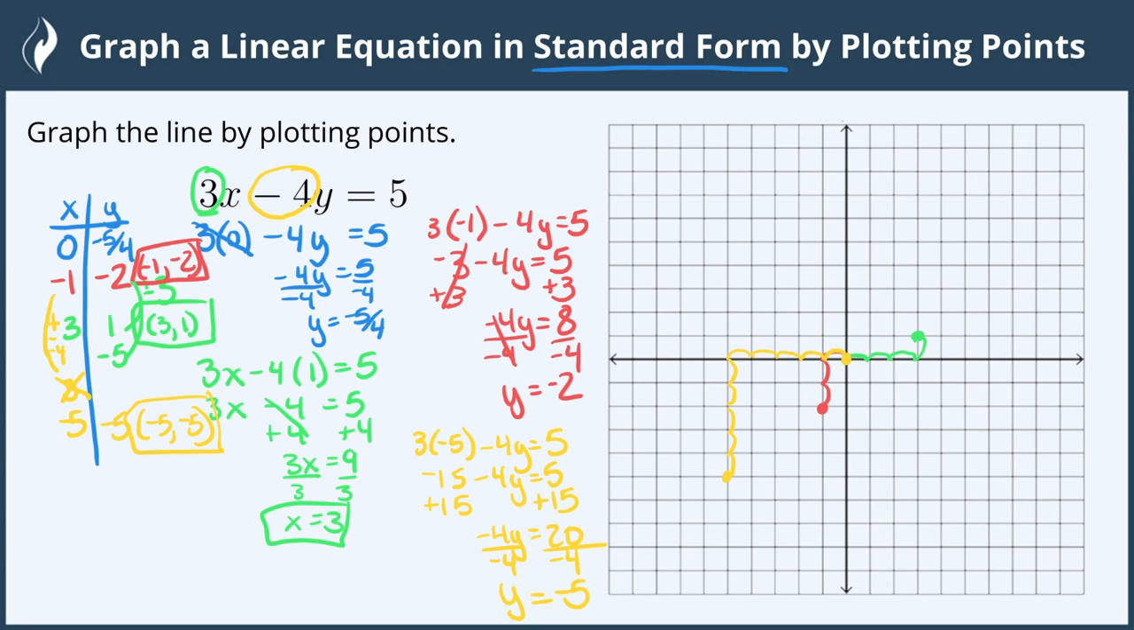I'm going to use a straight edge to try and connect all of those points as accurately as possible to get our line. Now that I have them as lined up as I possibly can get, I'm going to connect them. And here's our equation graphed on a rectangular coordinate system, and our linear equation is all done, so we're finished.